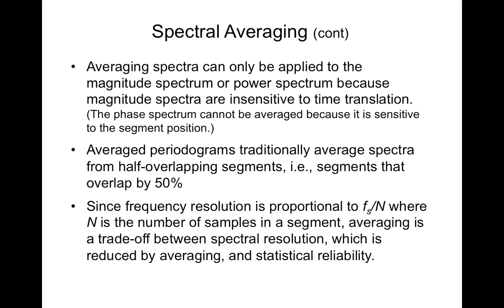Averaged periodograms usually average spectra from half-overlapping segments, but it doesn't have to be half; usually that's what you do. Since the frequency resolution is proportional to the sampling rate divided by the total number of samples, averaging is going to be a trade-off between resolution and reliability. So every time we average, we're going to lose some resolution.